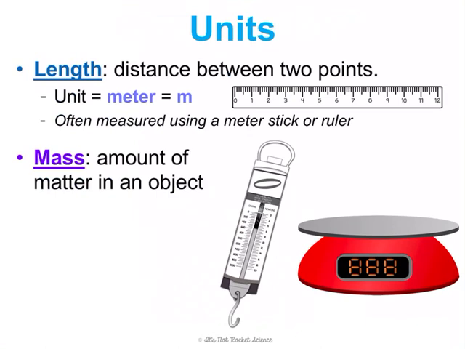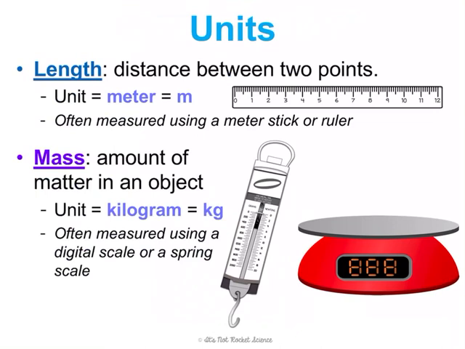Mass is the amount of matter in an object. And the standard unit for mass is the kilogram. And it's typically measured using a digital scale or a spring scale, right? So this is a picture of a spring scale, right? You hook the weight on the bottom of it, and then this slides up and down, and it will show you how much mass it has. Right, and this, as we saw in class the other day, is our digital scale, where you just set the object on top.